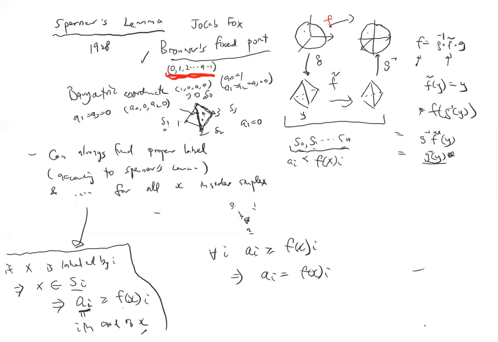Because all this is normalized, since I have the constraint that the sum of ai equals 1 and the sum of f(x)i is equal to 1. And of course, if ai is equal to f(x)i, it just means that x is equal to f(x). So therefore, this is the proof of Brouwer's fixed point theorem using Sperner's lemma.